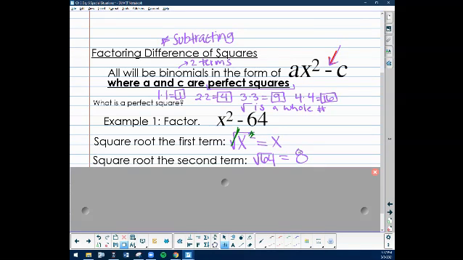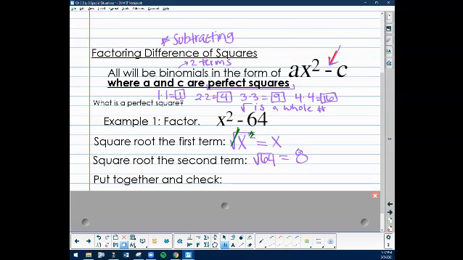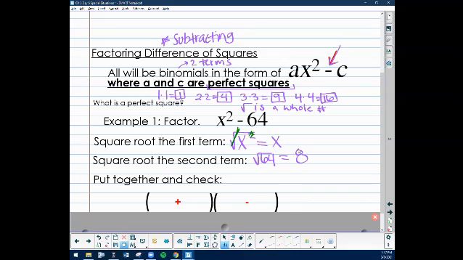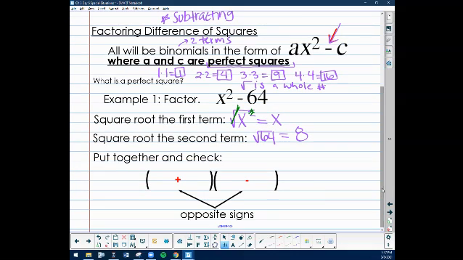Okay, those are the first two steps. Square root the first term, square root the second term. Now what we do is we're going to put them together and then we'll check. Once we show the shortcut, I'll go through and show you why.